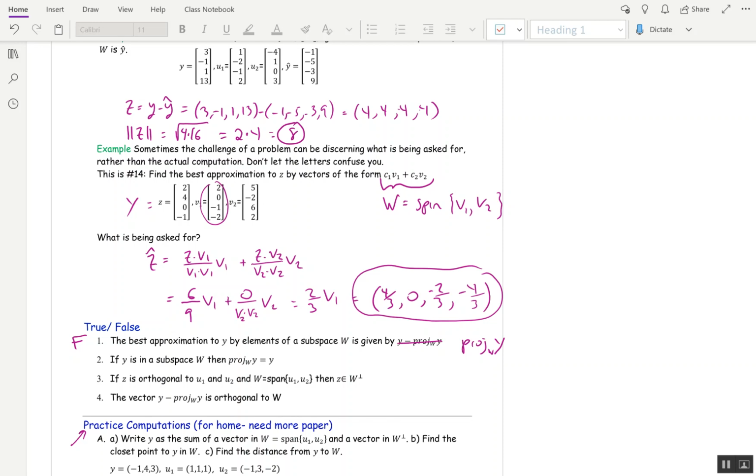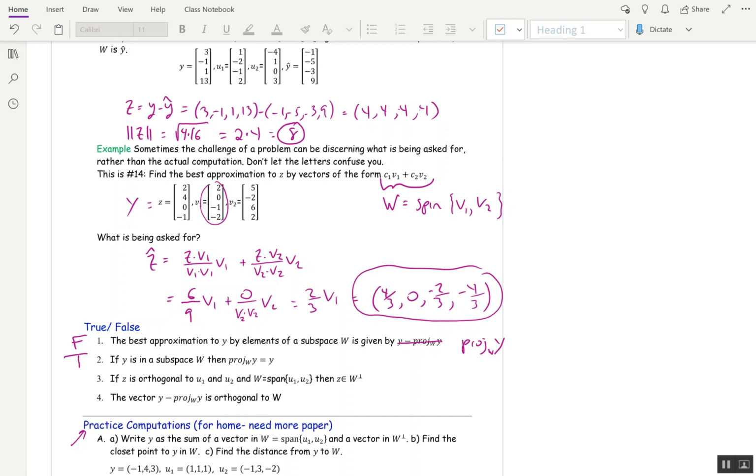Number 2: if y is in a subspace W, then the projection of y onto W is y itself. That's true. If y already lives in a subspace W, then of course the best approximation to y is y itself, because y is already living in W.